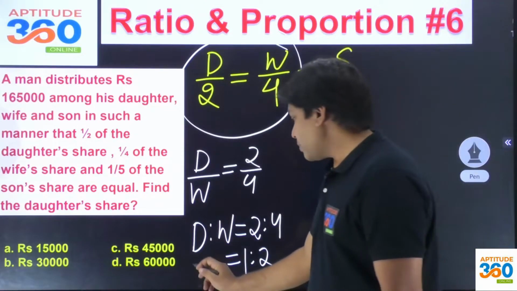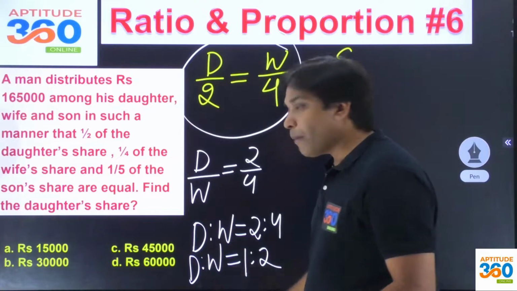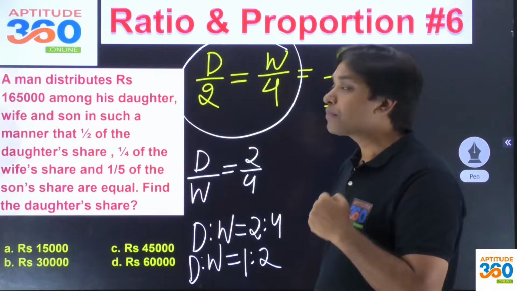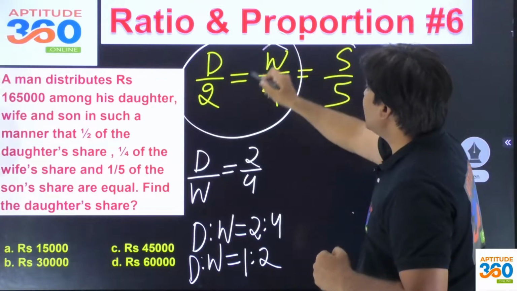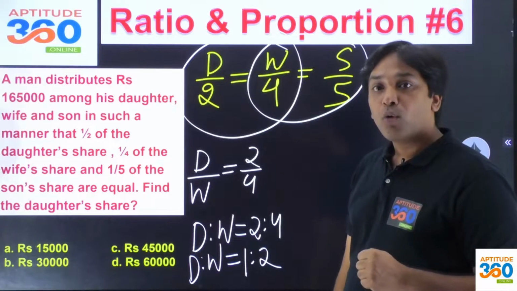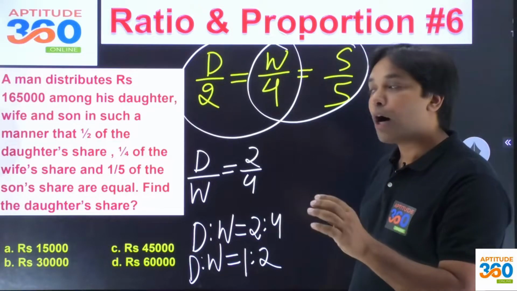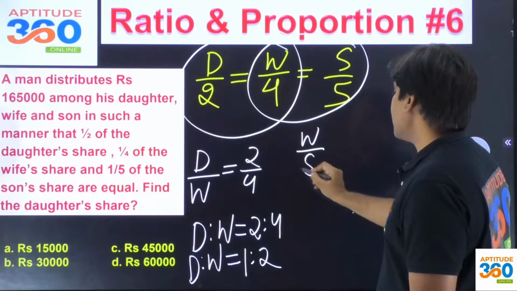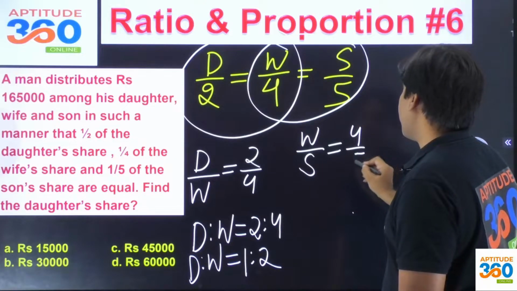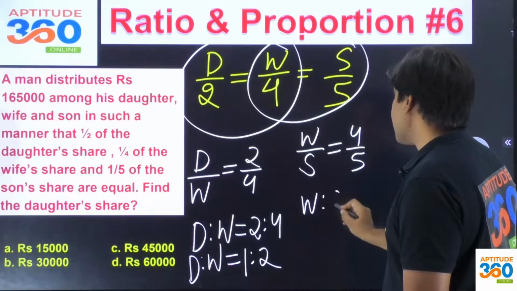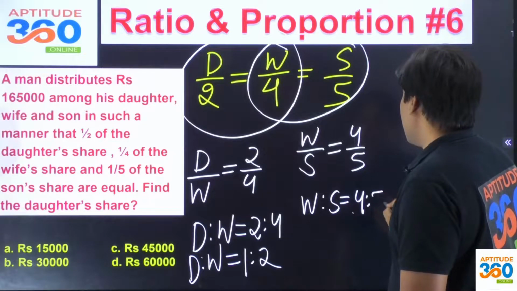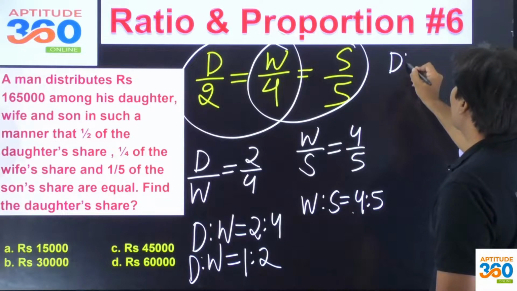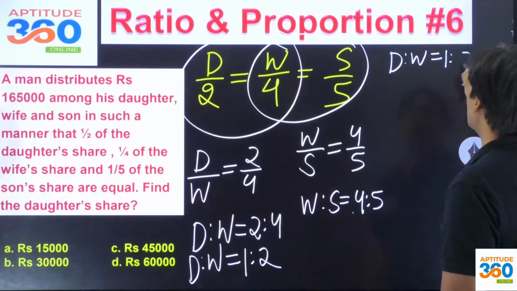Is that okay? Very simple. So the amounts with daughter and wife are in the ratio of 1:2. Similarly, from these two we can find out the ratio of the amounts with wife and son. How do we do that? Wife over son, this value goes as 4/5. So wife and son have amounts in the ratio 4:5. Now what can we write here? Daughter and wife, they are in the 1:2 ratio.